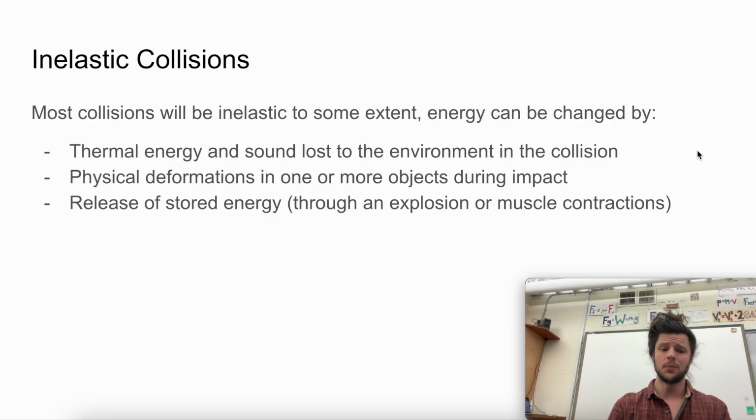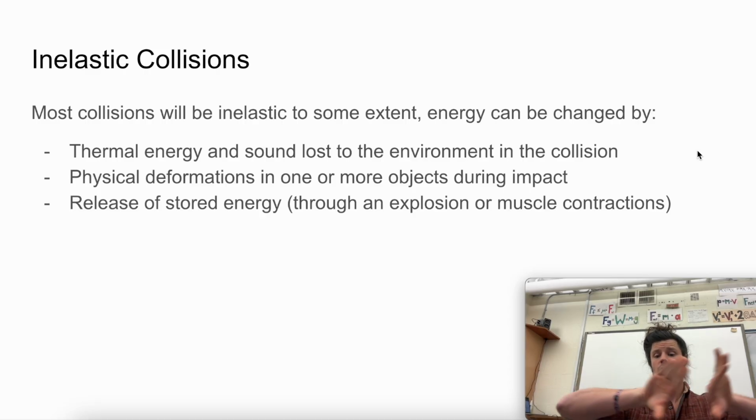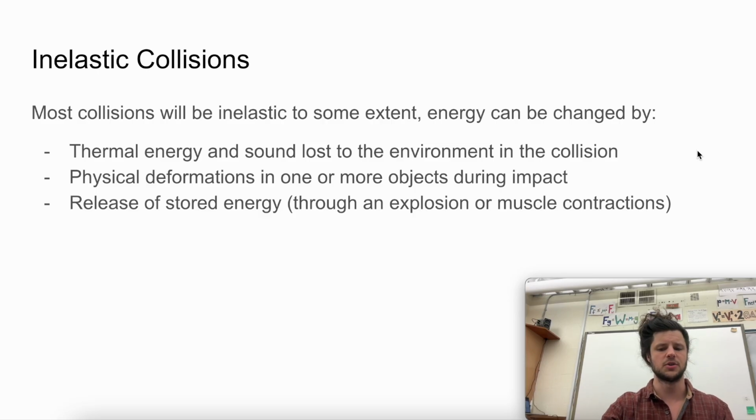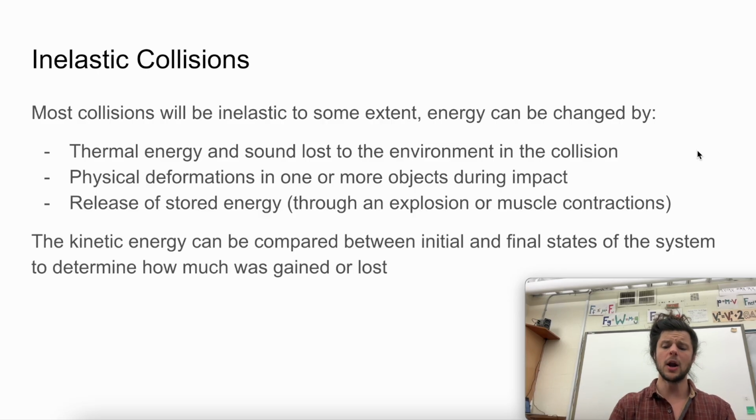So we also can end up with some stored energy either being released or stored throughout a collision or an explosion. If you imagine things like muscle contractions, they will release chemical energy stored within the human body as kinetic energy as you push out. We also can think about springs releasing their potential energy and creating kinetic energy between two objects as they push outward. So no matter what happens throughout the collision, we can look at the initial energy states of the system and the final energy states of the system, and if we compare them, we should be able to determine how much energy was either gained or lost during the collision.